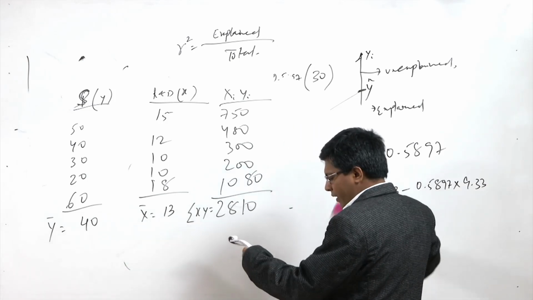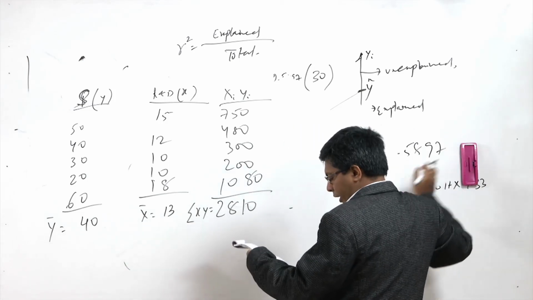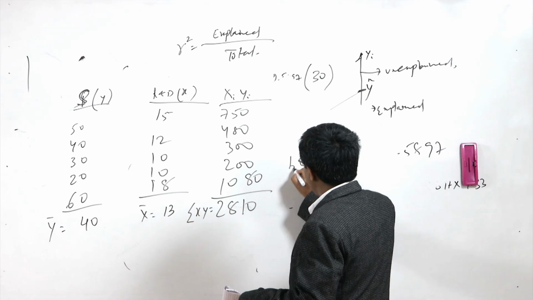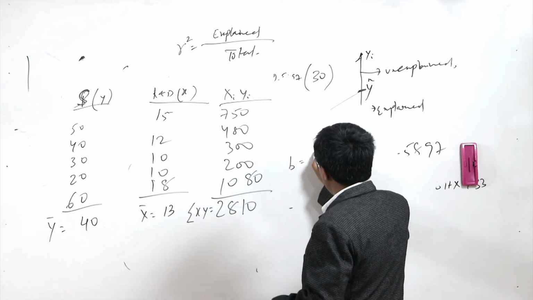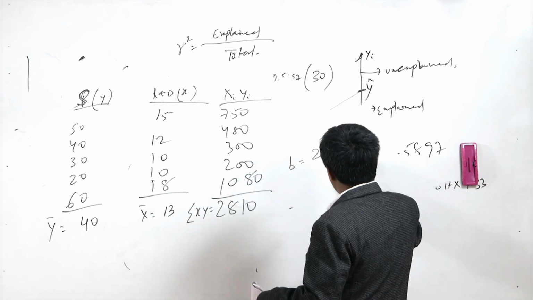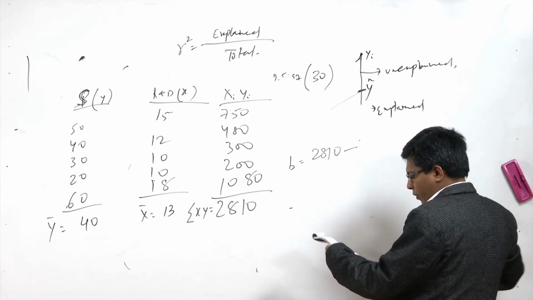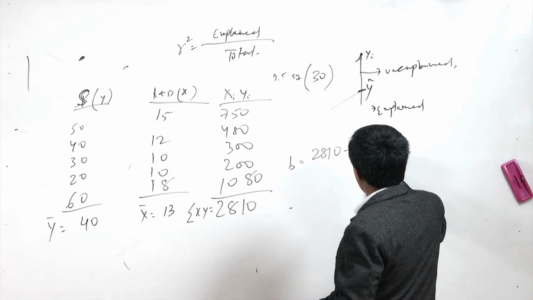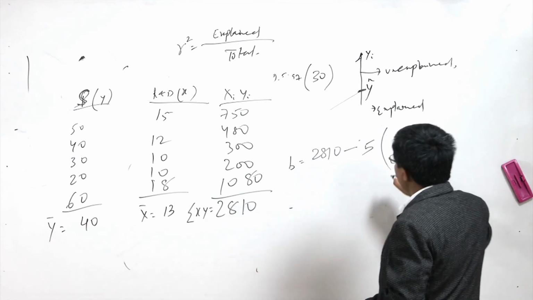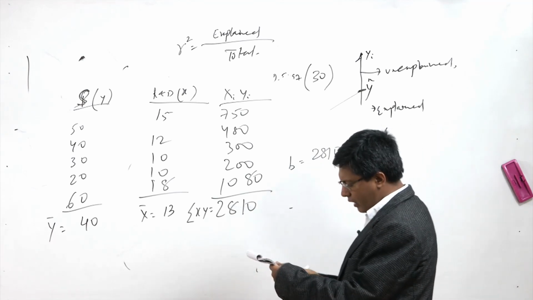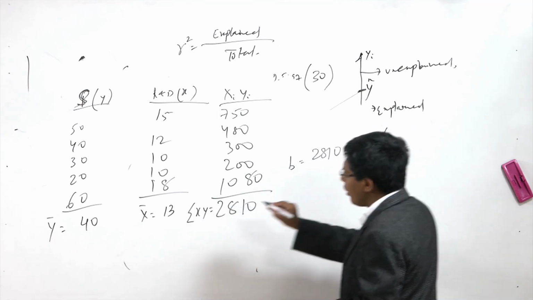What else do we require? Now let us try to do it. If I am calculating B, I will have 2810 minus n times x bar times y bar. Now, n is equal to 5, so 5 into x bar, y bar. So, x bar is how much?